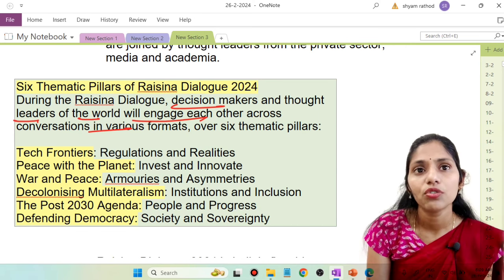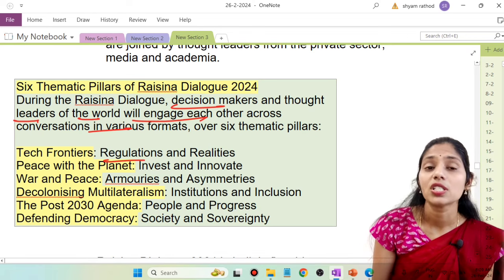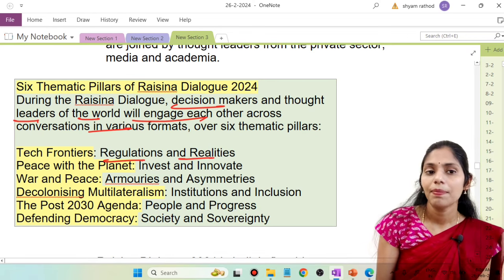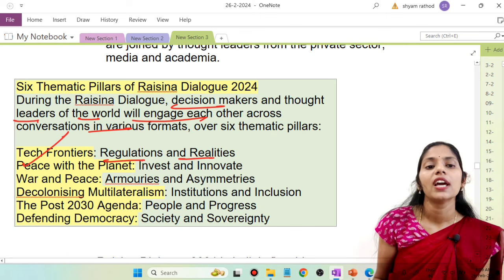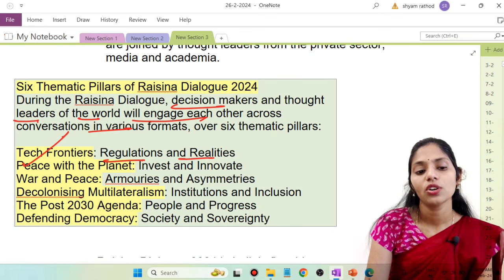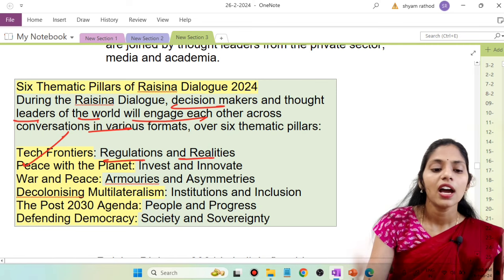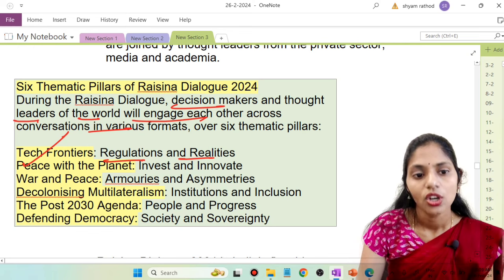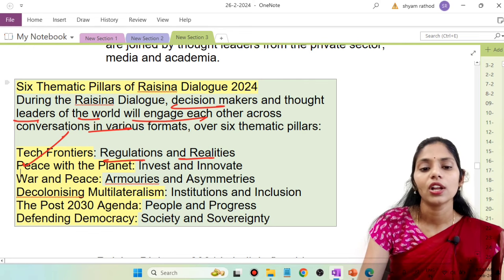First and foremost is tech frontiers, with regulations and realities. Apart from that we have peace with the planet, investing and innovating, war and peace, decolonizing multilateralism, the post-2030 agenda, and defending democracy. These were the six thematic pillars of the Raisina Dialogue.